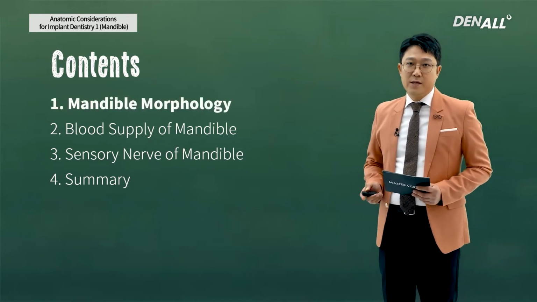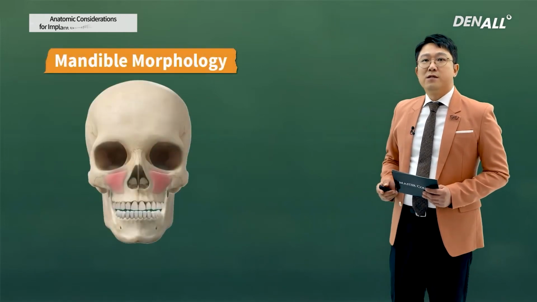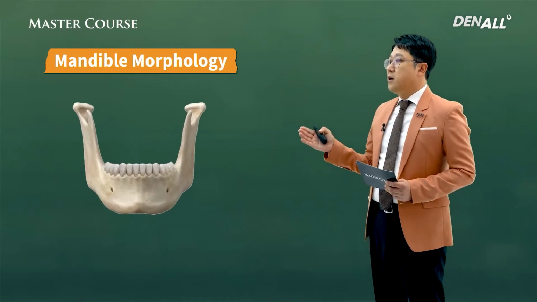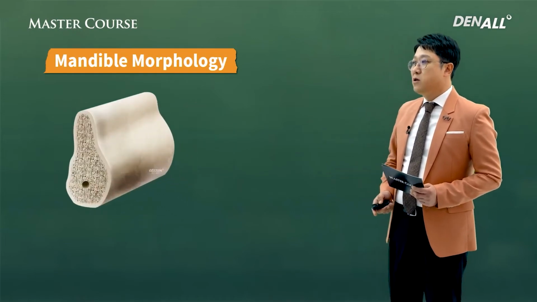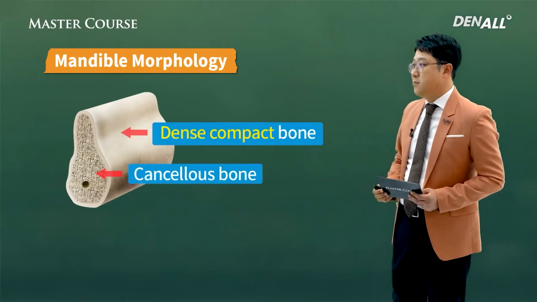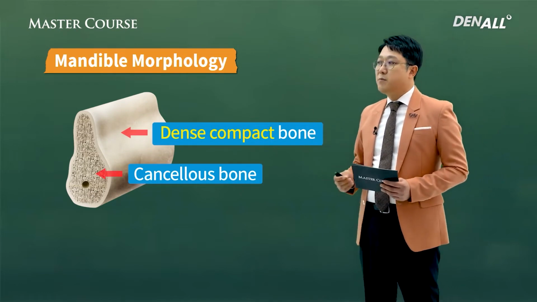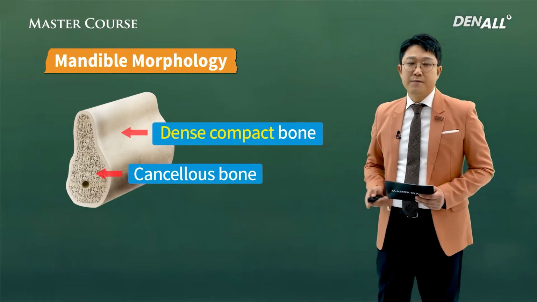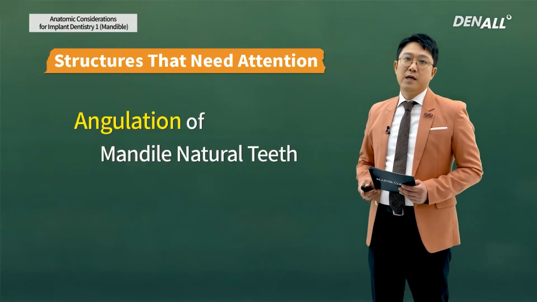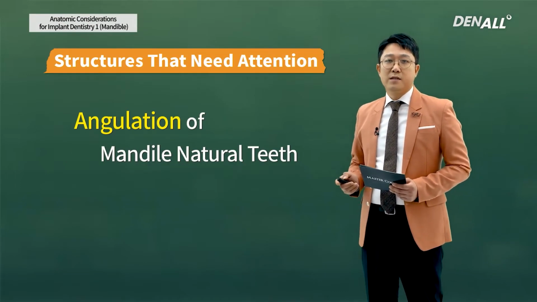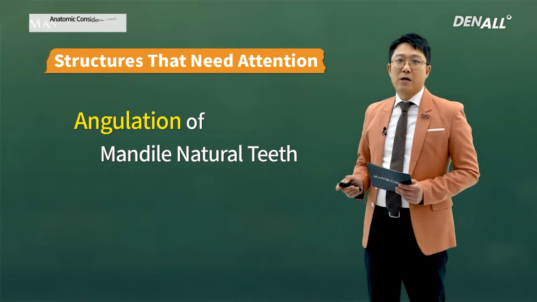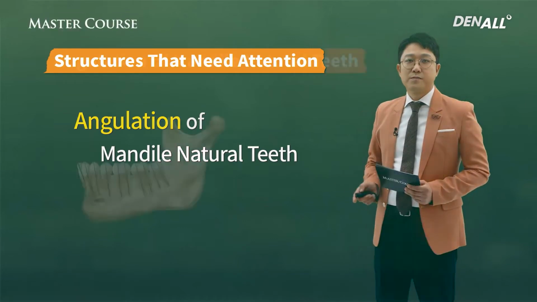First, let's have a look at the mandible morphology. If you look at a face, the bone at the bottom of the face is mandible. The bone is thicker than maxilla, so mandible has dense compact bone, which is a favorable environment for placing implant. This is not always the case, but when we place the implant, the angulation of the implant is similar to natural teeth. Therefore, we need to understand the direction and angulation of teeth.